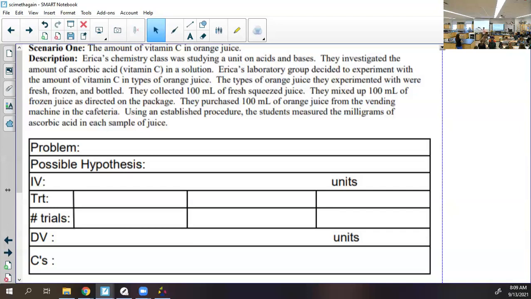Take a guess. Discuss which one do you think has the most vitamin C of those 3? Now, what if your partner disagrees with your hypothesis? Does it matter today? No, just write one. So you would write whichever one you feel has the most. Or you could say the least. Your hypothesis, the way you frame it, is up to you. All right?